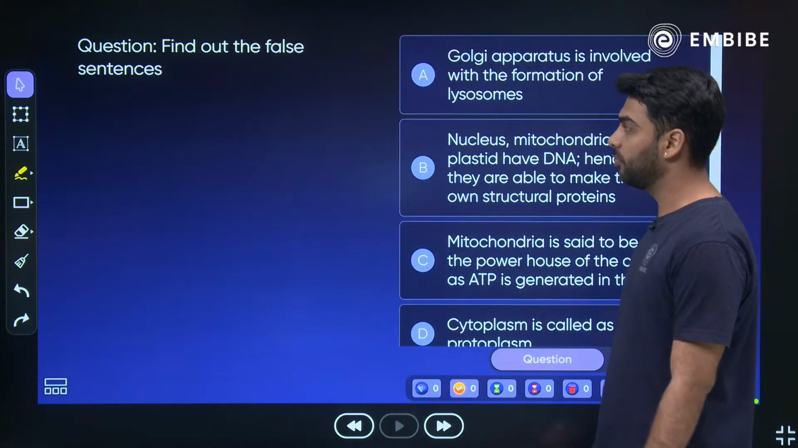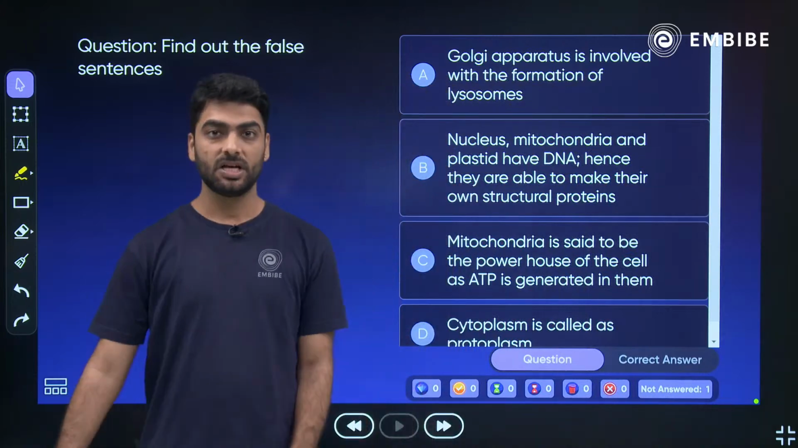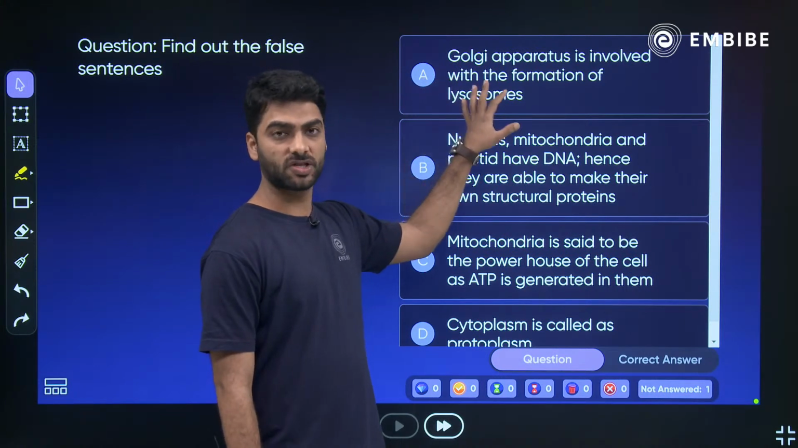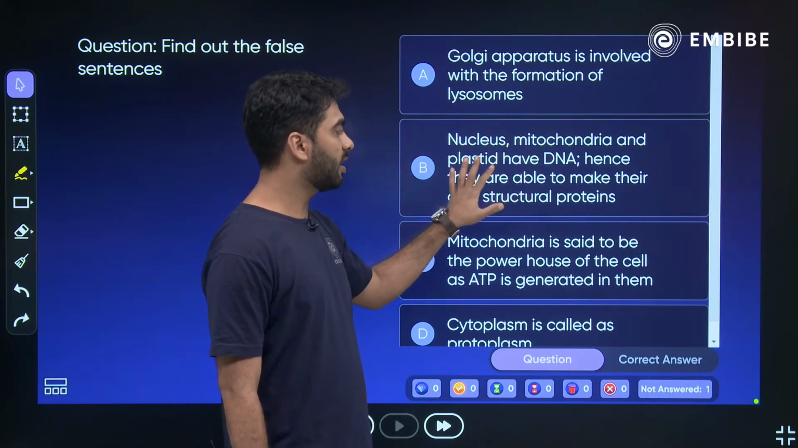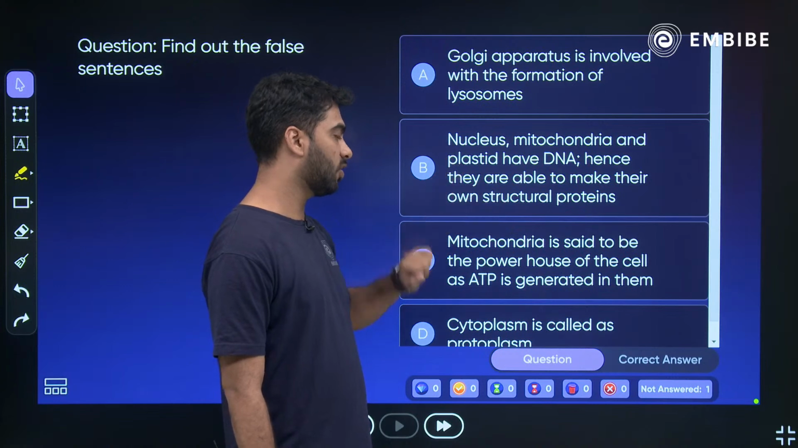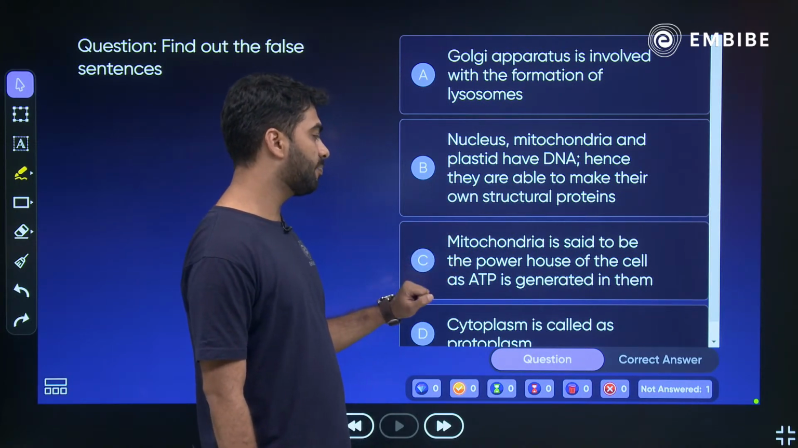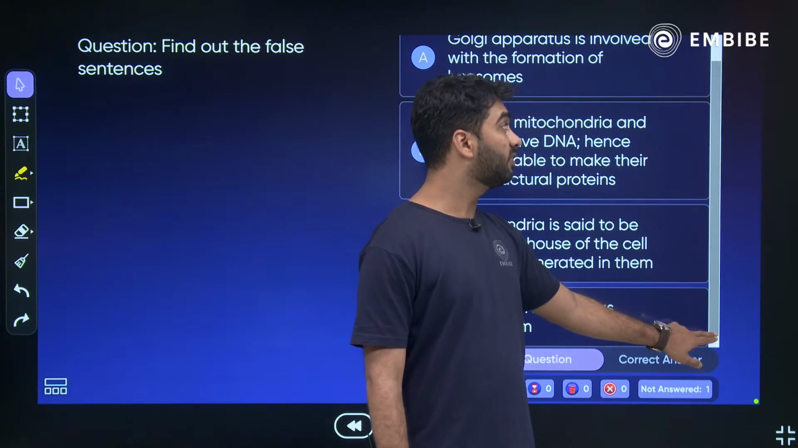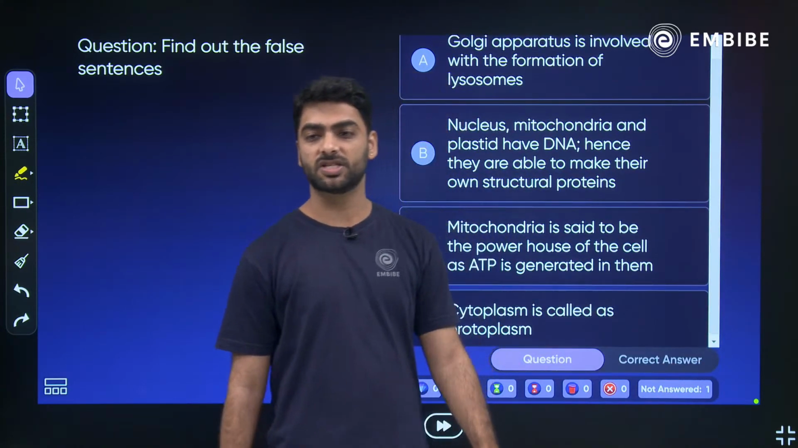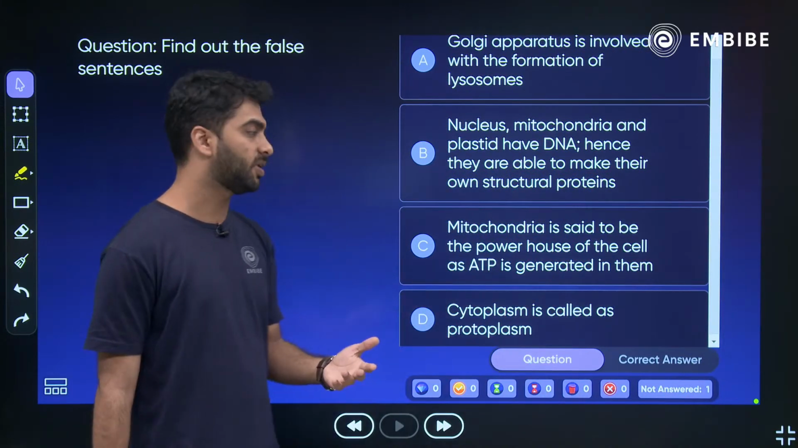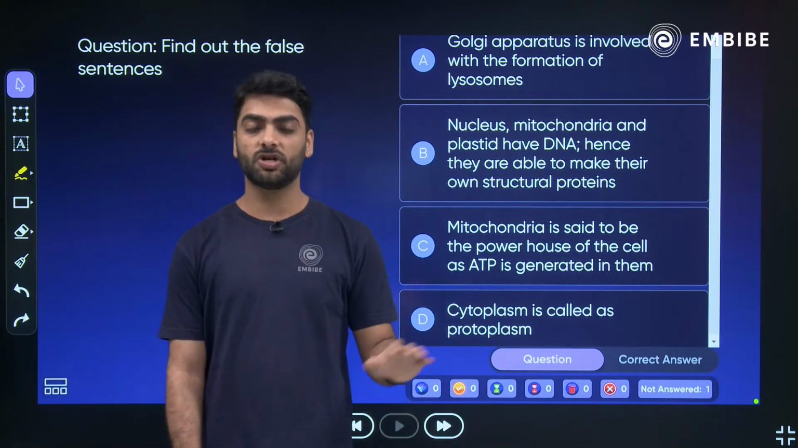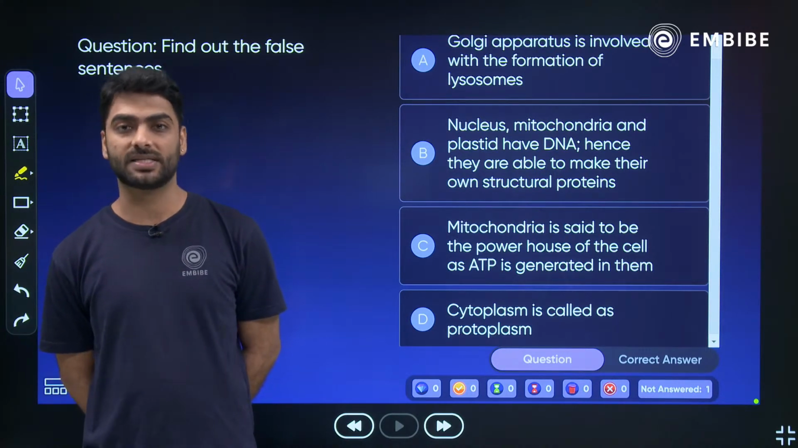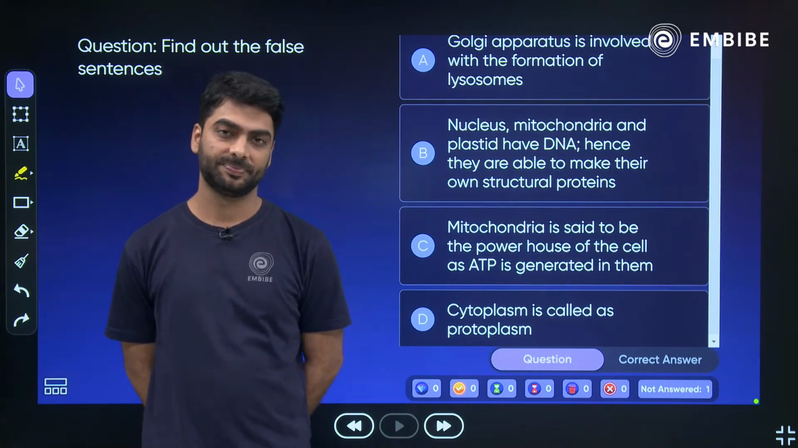Now we do one more question, find out the false sentence. Which of these is completely false? Golgi is involved in the formation of lysosomes. Nucleus, mitochondria and plastid have their own DNA, and that is why they are also semi-autonomous. Mitochondria is the powerhouse for energy generation, and cytoplasm is called protoplasm. Which of these is false? Super easy. After knowing the entire chapter, I think this is like a cakewalk. 30 seconds. Which of these is false?